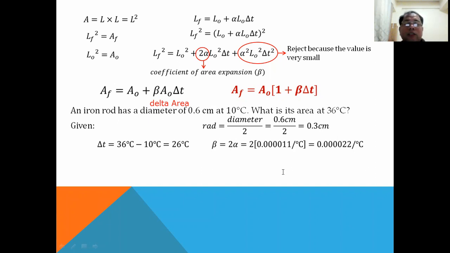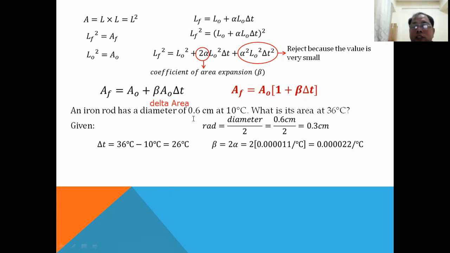Now if you have an iron rod, and we know the coefficient of expansion of iron, which is 0.00011, if you double that, you can get the beta value of your iron. So that's the coefficient of area expansion, beta. So the area expansion, which is twice your alpha, is now equal to this. When you replace this in your equation, you can find the total area of your rod when it is subjected to an increase of temperature from 10 to 36. So this is the same condition as earlier.